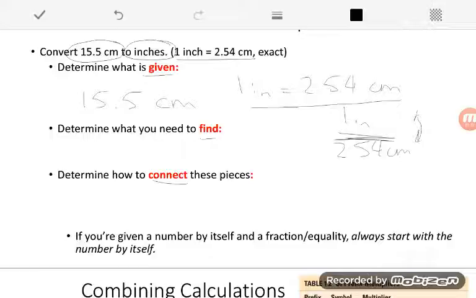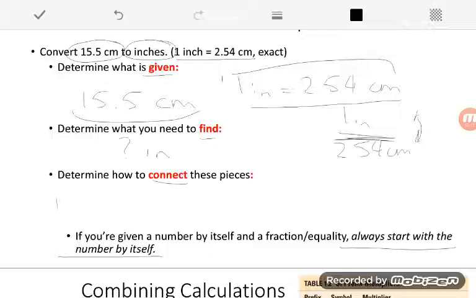What do I need to find? Well, it told me to convert it to inches, so I must need to find inches. Now I need to connect them. Notice I started with just a number by itself, and then an equality, which I turned into a fraction. If that's the case, always start with the number by itself, and then just try to make your units cancel.